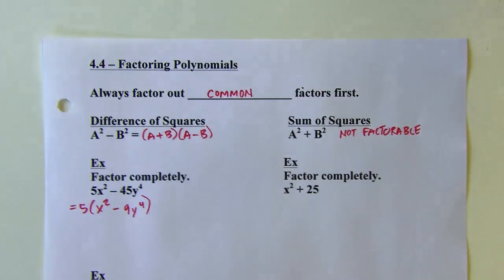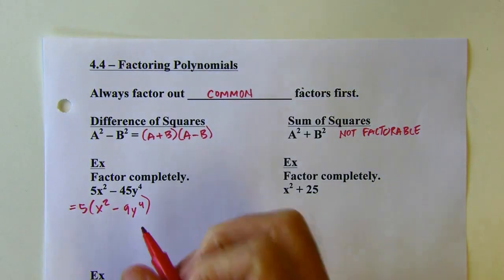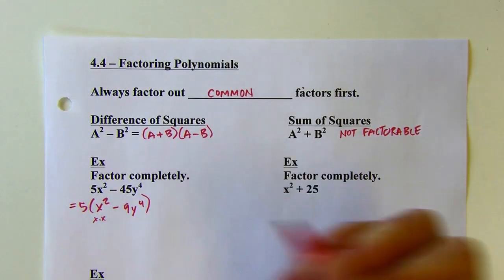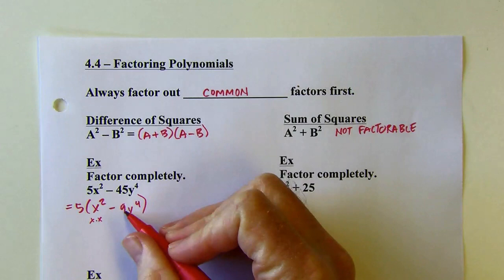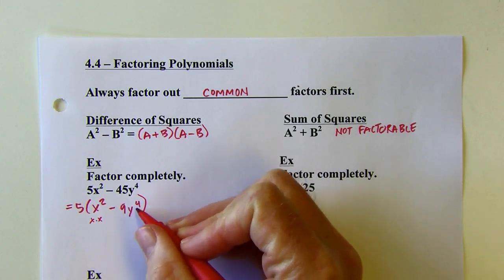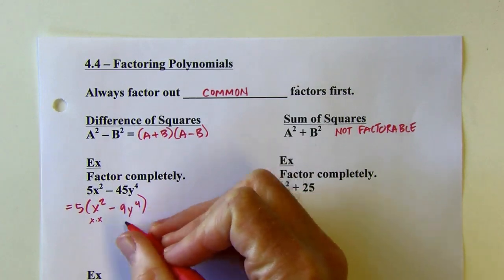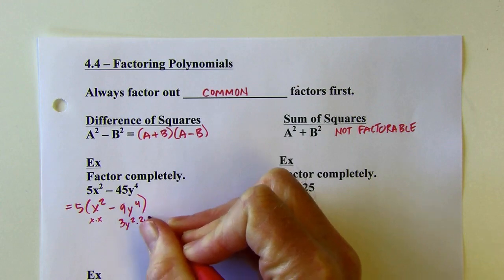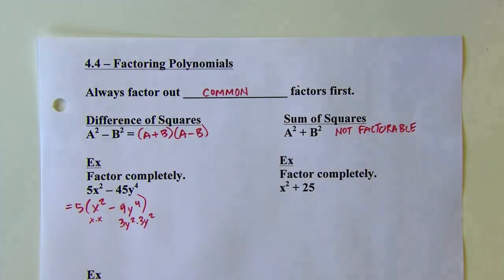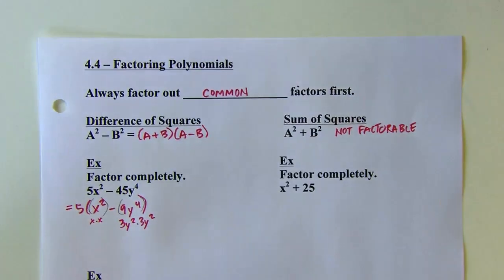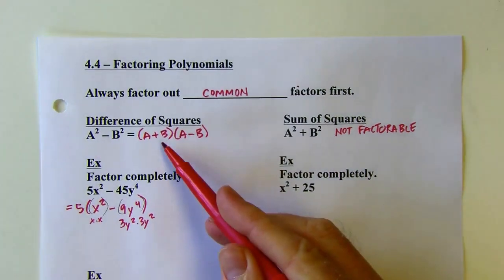Now the part in the parentheses is a difference of squares, because x times x equals x squared, right? And 3 times 3 would be 9. y squared times y squared would be y to the fourth, so this is going to be 3y squared times 3y squared. It's also a perfect square, right? So we've got a difference of squares because that's a perfect square, and this is, and we're subtracting them. So that means we can use this pattern.